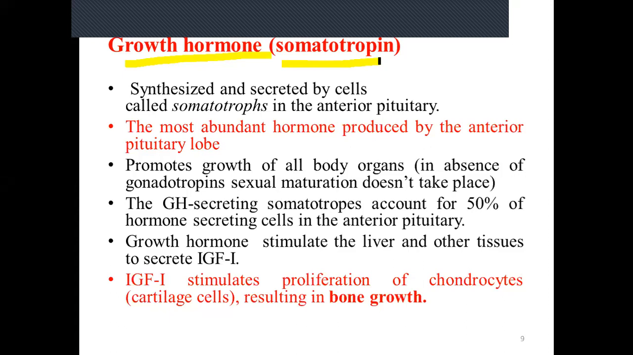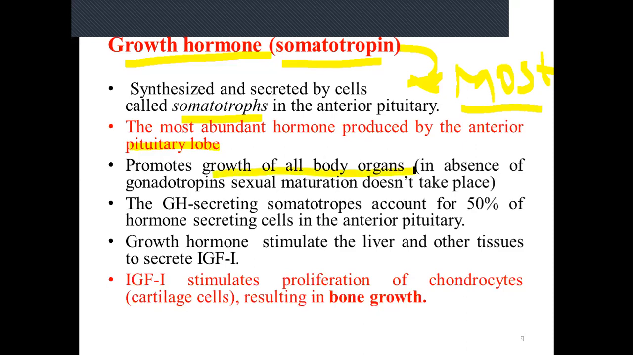Somatotropin is synthesized and secreted by cells called somatotropes in the anterior pituitary. It is the most abundant hormone produced by the anterior pituitary. And remember, it is very important to promote growth of all body organs.